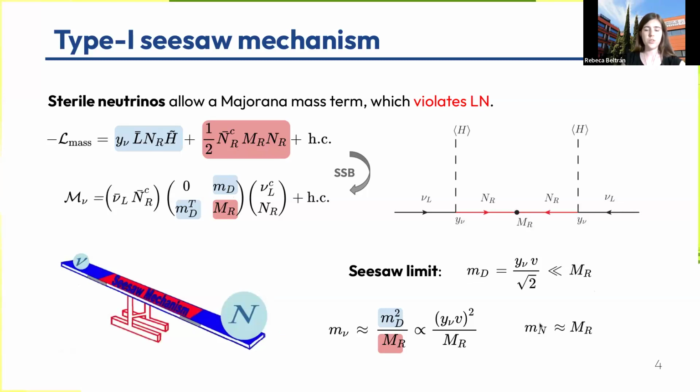And at leading order in this seesaw approximation, the heavy state mass is approximately the heavy scale M_R, while the light neutrino masses are proportional to this Yukawa coupling squared divided by M_R. So if this M_R is very large, then one can naturally explain why the neutrino masses are so light.